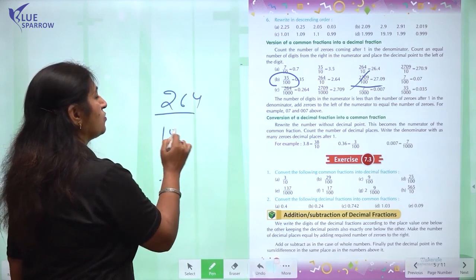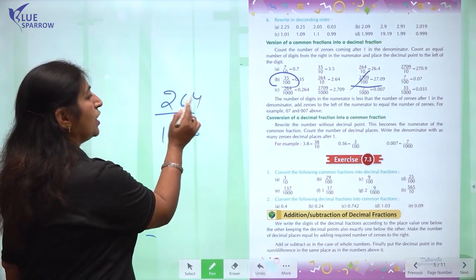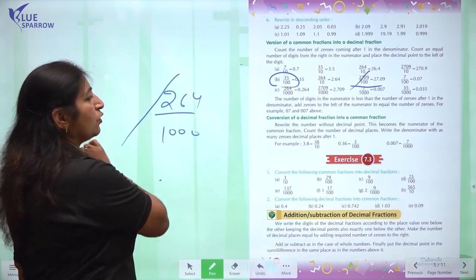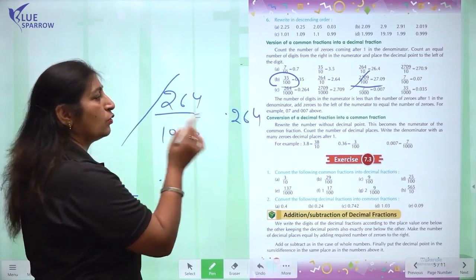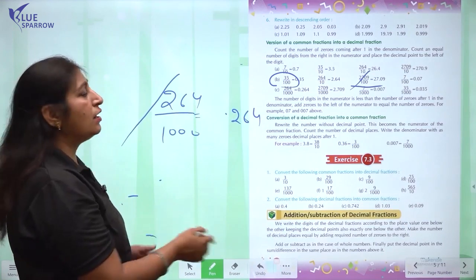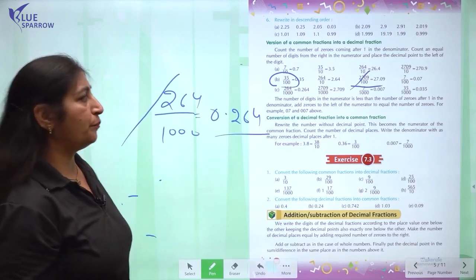264 upon 1000. So you would leave 3 digits from the right side, means 1, 2, 3. You would put a decimal over here. 0.264 would be its answer, and there is no more digit left on the left hand side, so 0 would be put over here. Its answer would be 0.264.